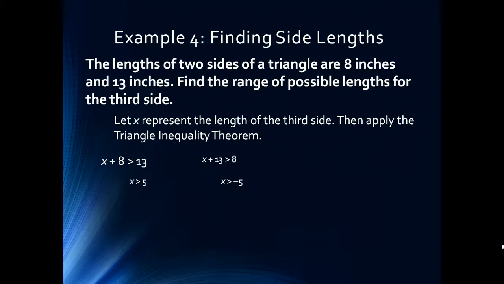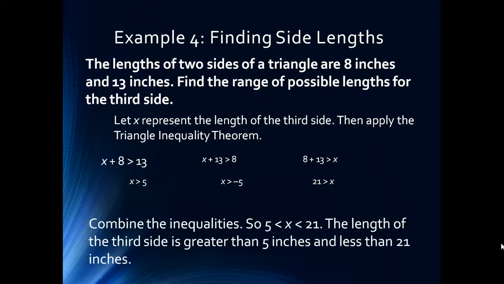x plus 13 must be greater than 8. x has to be greater than negative 5. 8 plus 13 is greater than x, so x is less than 21. Let's combine the inequalities, so 5 is less than x, which is less than 21. The length of the third side is greater than 5 inches and less than 21 inches.